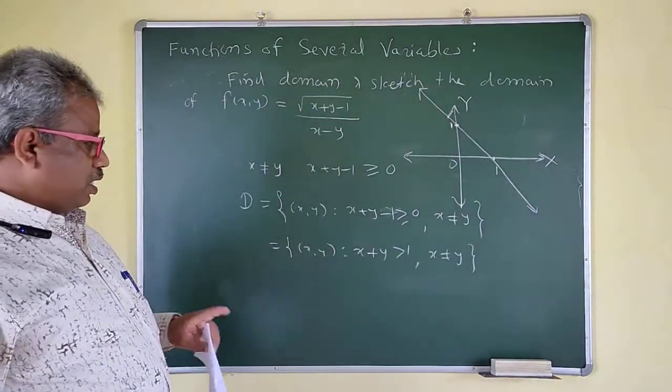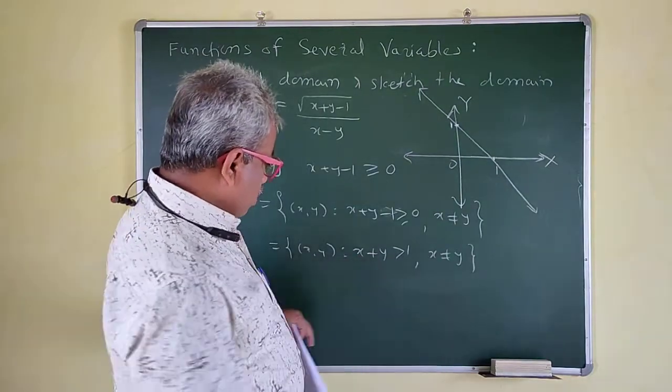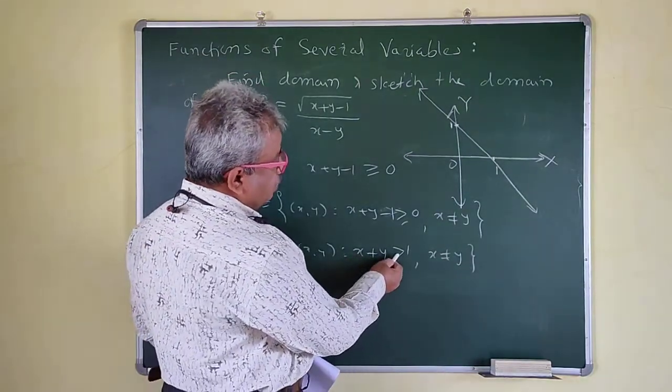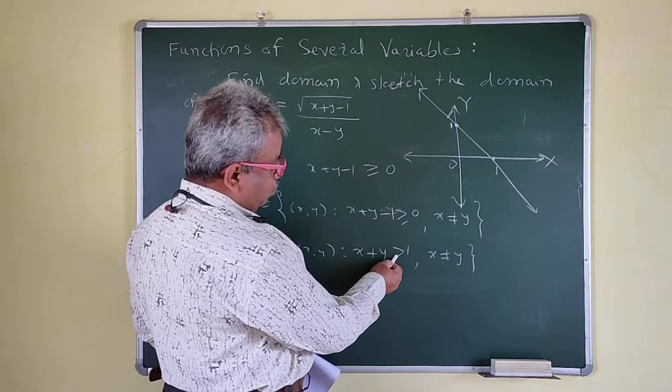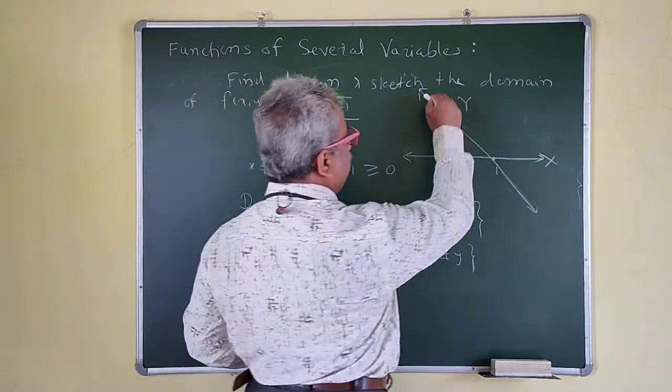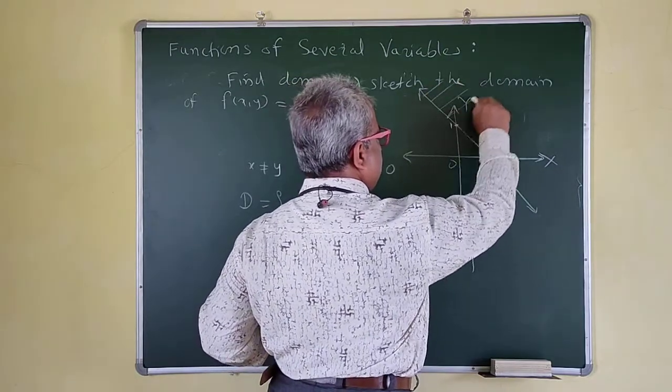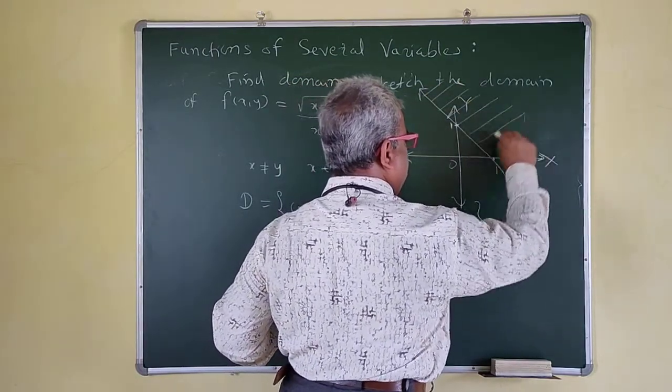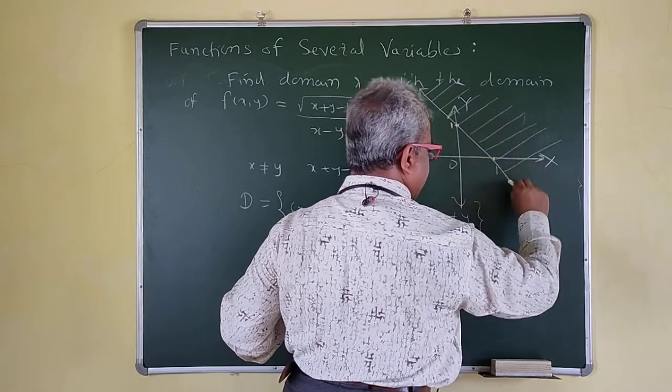Draw this line. Now see, what about 0? 0 plus 0 is greater than what? Is it true? 0 is greater than 1. No, this is not true. That means you have to take the other part. Your required part will be this one.